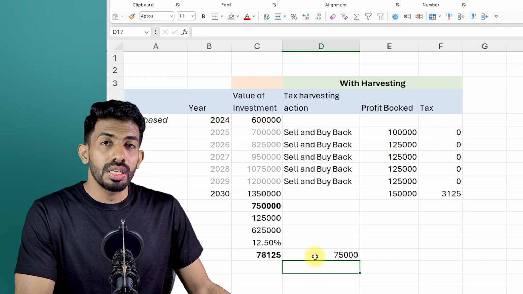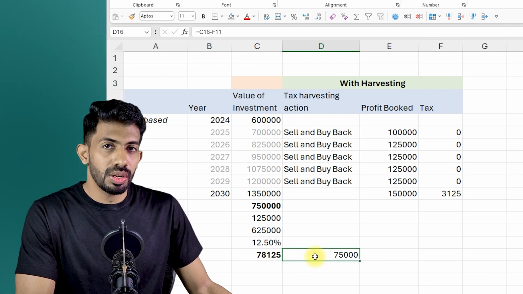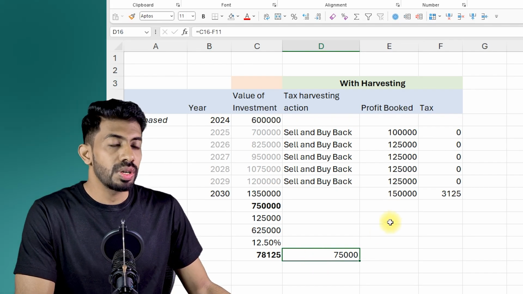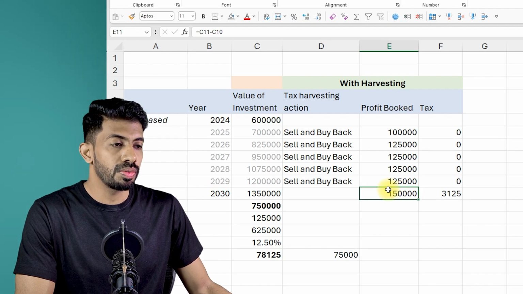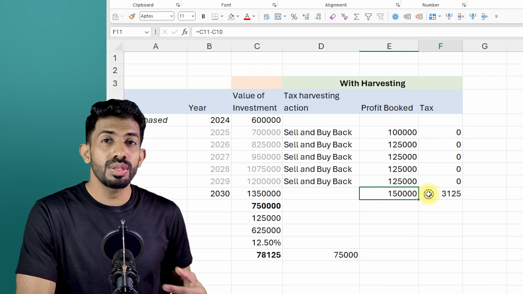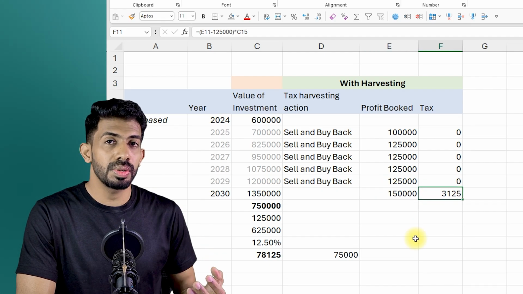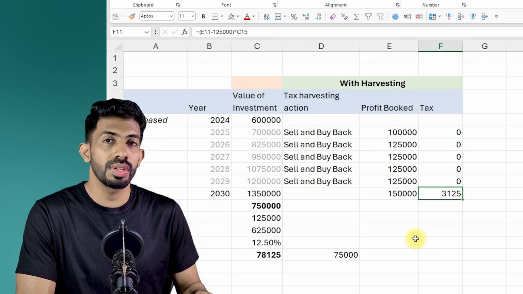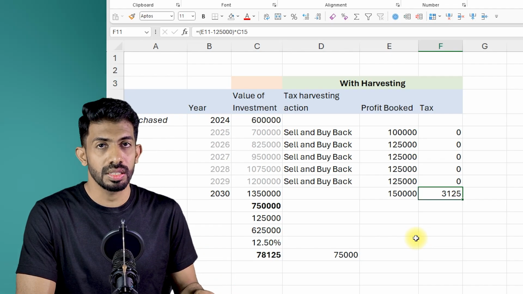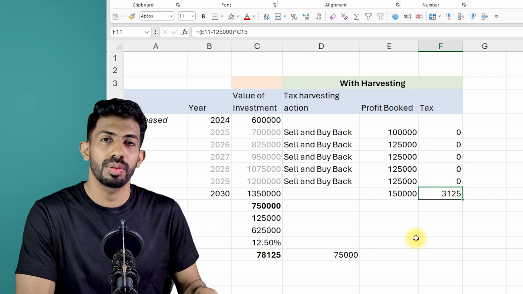Now, one thing to note here is that you cannot completely eliminate all of your tax, because you can save only to the extent of 1.25 lakhs per annum. So in this year, because the overall profit was more than that, you ended up paying a small amount of tax. So as your investment corpus grows, it is possible that your per year gain may become 2 or 3 lakhs, in case of which you will still not be able to save all of the tax. You will be able to save only to the extent of 1.25 lakhs.